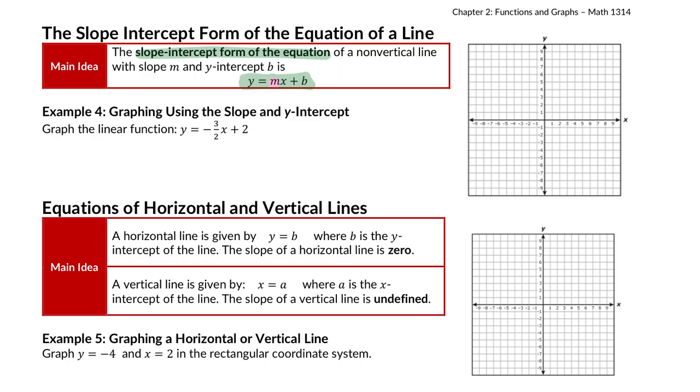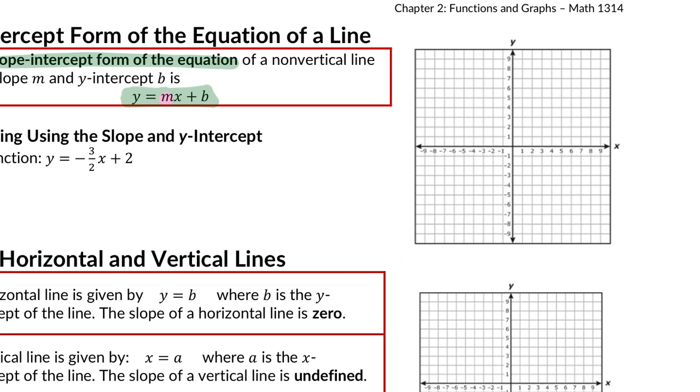So if we look at this equation right here, we're going to graph the linear function. I already know that my slope is -3/2, because that is the placement of the m in the equation. What is the y-intercept, though? 2. Now that's where I start. I begin at 2, so I'm going to put a little dot at 2.